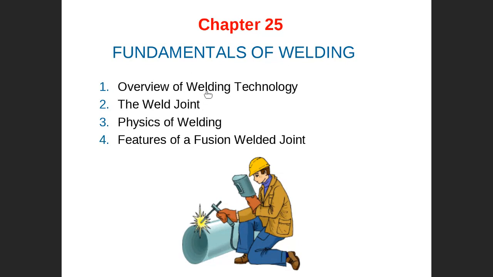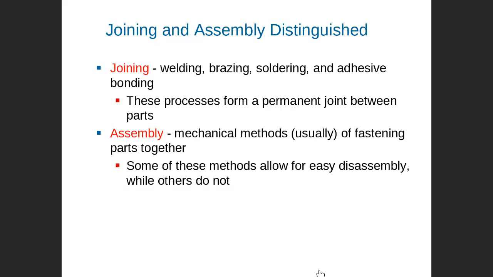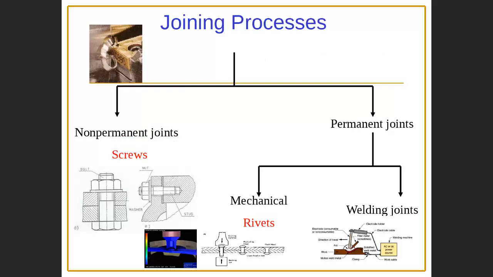We'll talk about an overview of welding, the weld joint, the physics of welding, and the features of fusion welding joints. This is what we're going to cover in chapter 25. In joining, we have what we call a permanent joint and a non-permanent joint. Let me explain. Generally, this is a joining process. We have permanent joints and non-permanent joints.